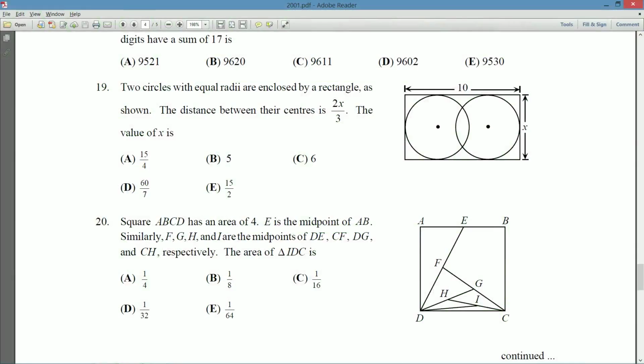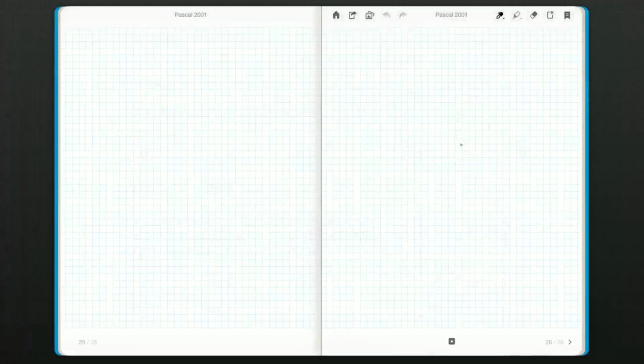So question 19 says, two circles with equal radii are enclosed by a rectangle as shown. The distance between their centers is 2/3 x. The value of x is... okay, so we have a rectangle here, side length 10 and x, and we know the distance between these centers and that these are circles with equal radii. So, let's draw our picture, and we're going to mark it up with some mathematical workings, and we'll see what we can do.